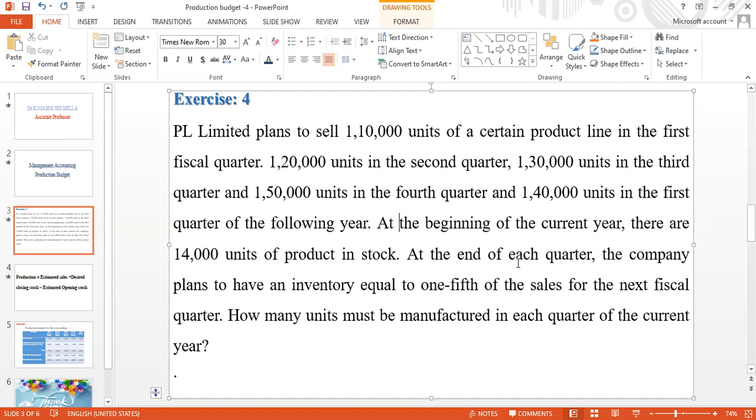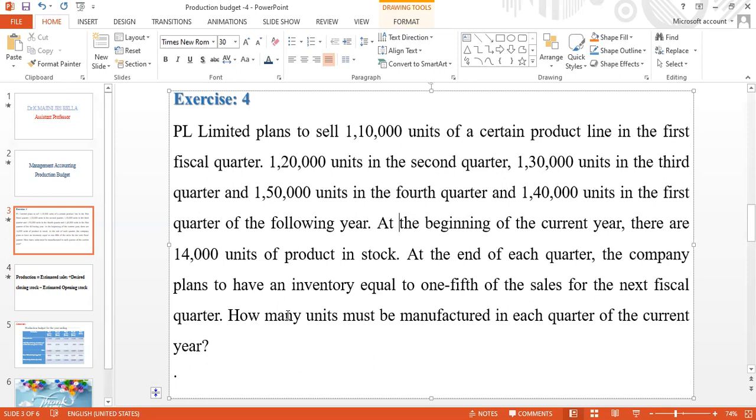At the end of each quarter, the company plans to have an inventory equal to 1/5 of the sales for the next fiscal quarter. How many units must be manufactured in each quarter of the current year? In this question, they have given the estimated sales for 5 quarters. For each quarter, they have given the sales, right?